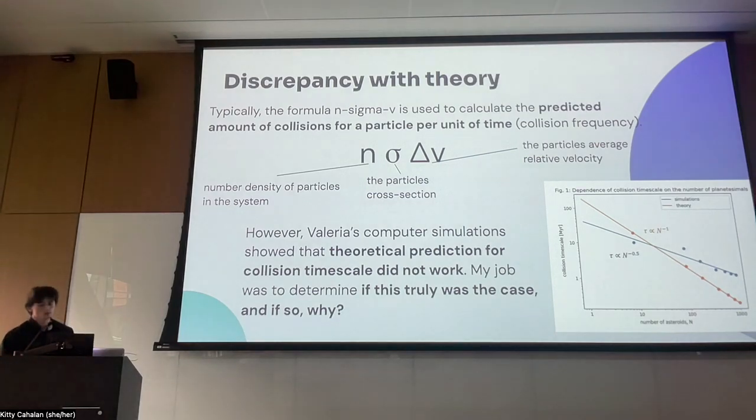And this formula is used in a lot of fields of astrophysics and astronomy to calculate the predicted amount of collisions for a particle. However, when Valeria and Constantine used it, as you can see right here, there's a discrepancy between the theory, what they predicted would happen, and what the simulation told them happened. So my project was to see what may cause this and if this was a legitimate issue.